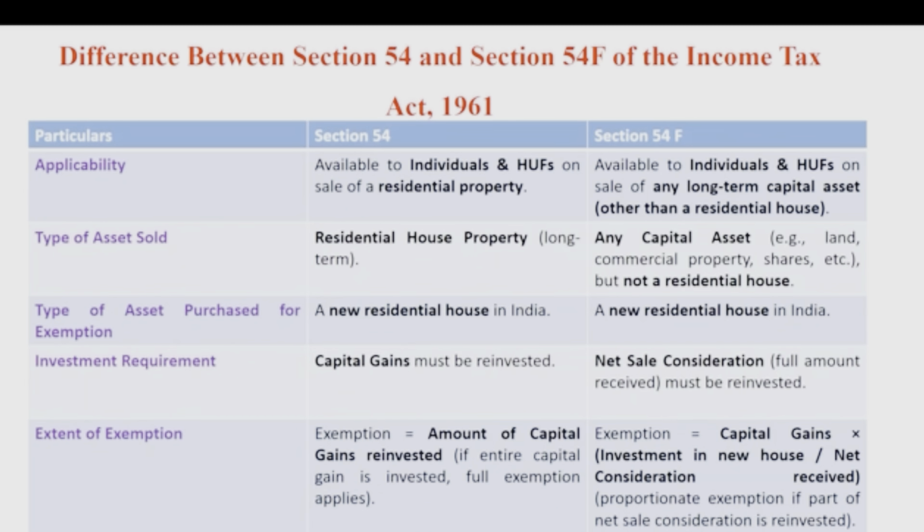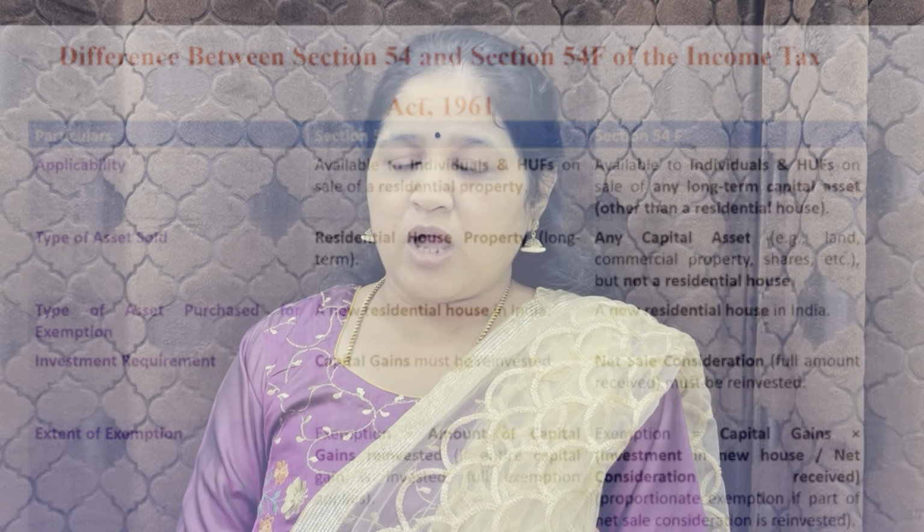So both sections, 54 and 54F, help in tax saving by reinvesting in residential property, but differ based on the nature of the assets sold and the reinvestment requirement. I hope you now have a clear understanding of what Section 54 and Section 54F are.